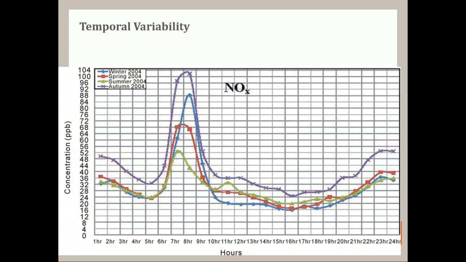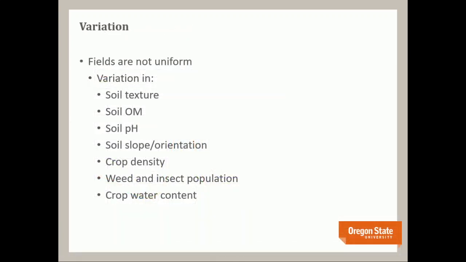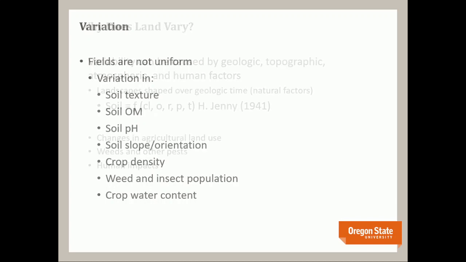Temporal variability is the variation with respect to time, as in the graph presented here of the network site, where the variation of the concentration with respect to hour is shown. It gets a peak and then gets lower. So this is the temporal variation with respect to time. The variation in fields is not uniform. Variation is found in soil texture, soil organic matter, soil pH, soil slope, orientation, crop density, weed and insect population, and crop water content.